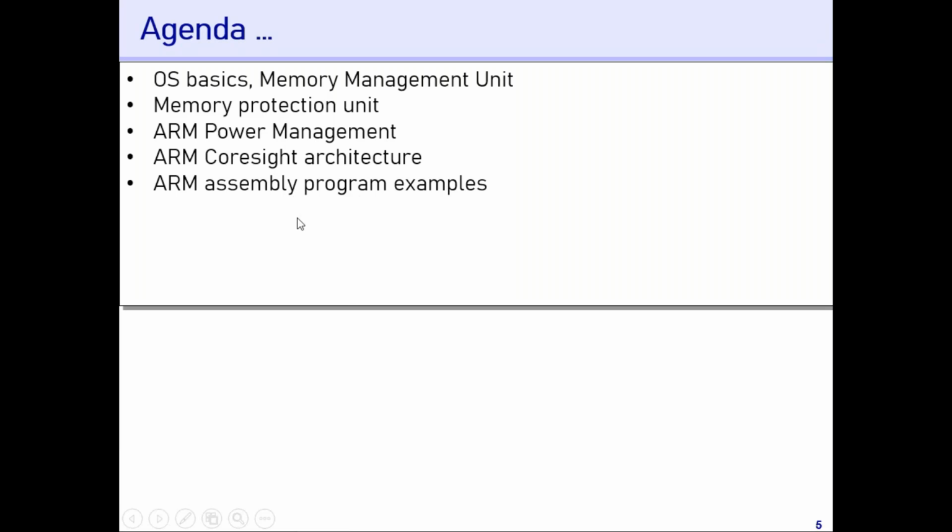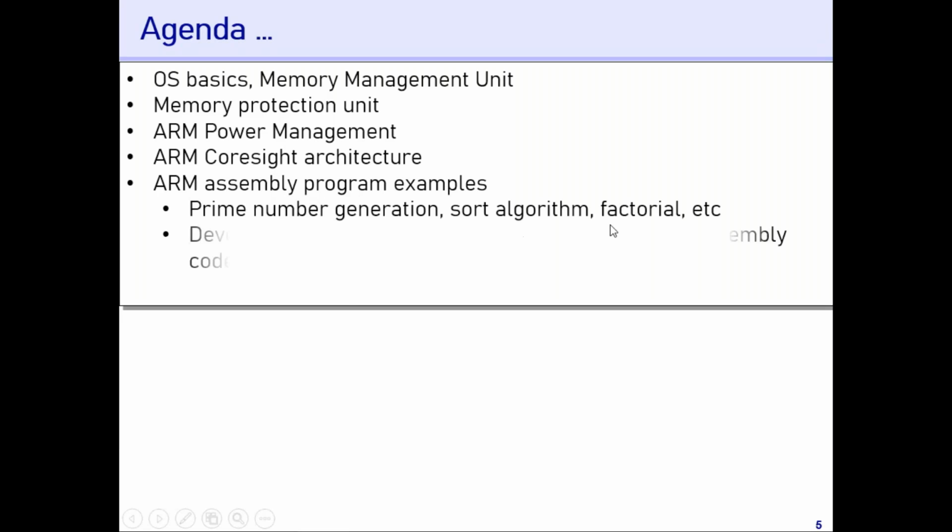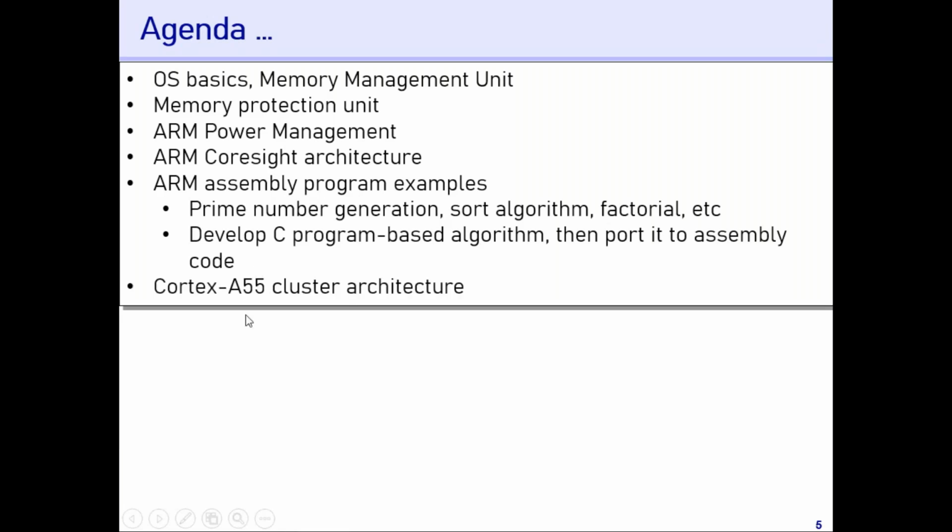As we are doing ARM instructions, we'll parallelly do some assembly coding examples, which could be some generic things that we do day to day in C programs, like prime number generation, sorting algorithms, factorial. So these kinds of things, we'll develop as a C-based program algorithm, and then port it into ARM assembly code. Then we'll finally talk about the Cortex-A55 cluster architecture. So this is all I plan to cover as part of the ARMv8 architecture training.